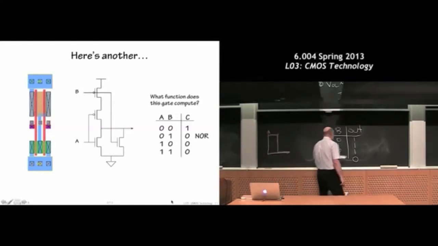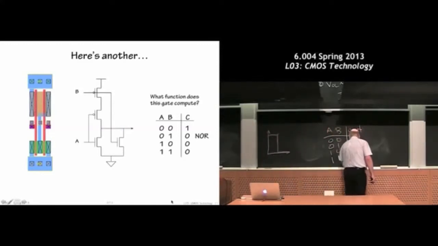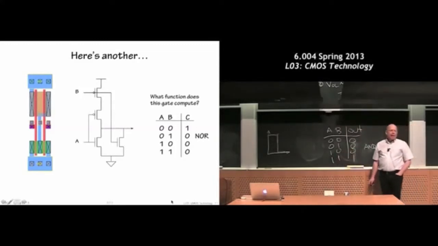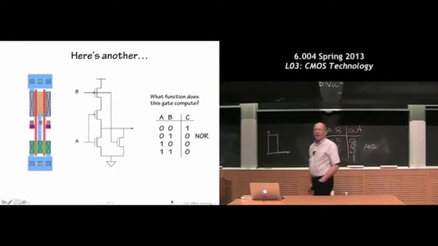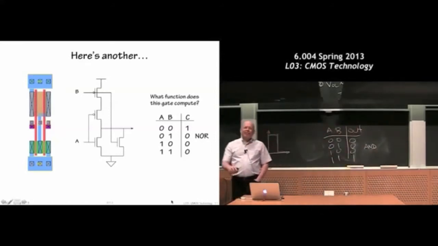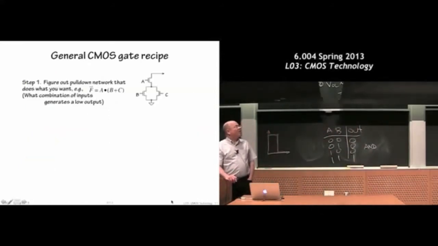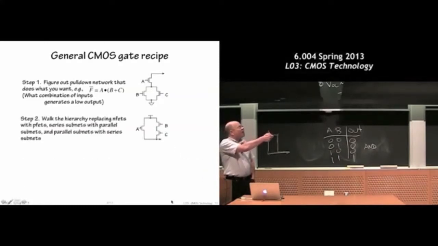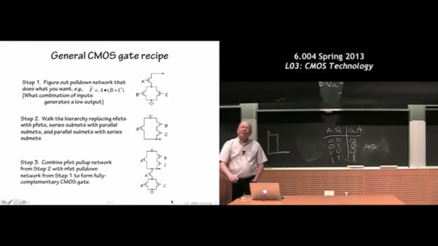Let me ask you about a different logic function. How about 0, 0, 0, 1? This would be AND. This is true when both A and B are 1. Can I build a little pull-up and pull-down network that implements that? In other words, does this recipe work? So I have a little recipe for constructing a pull-down path and a complementary pull-up path.